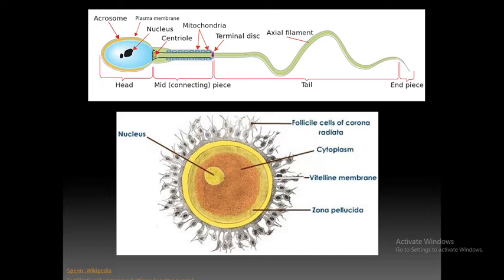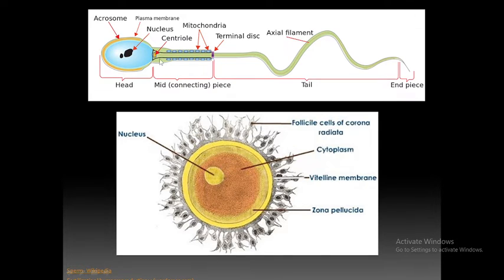Suppose the body is of the female, then the female body will produce the female gamete that is called an egg. And if that body is of the male individual, then it can synthesize the male gamete, which is also called a sperm cell. Now we will quickly see what the structure of a male gamete is.